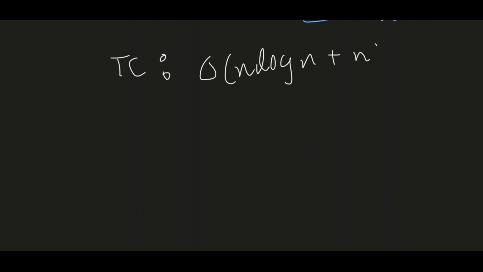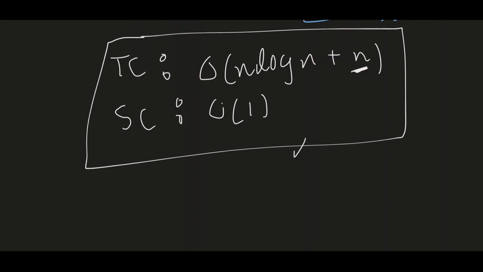What is the time complexity of this algorithm? The time complexity is big O of n log n to sort the array, and O of n for traversing the array and finding the operations. And what is the space complexity? The space complexity of this algorithm is big O of 1, because we are not using any extra space, either a vector, a map, or a set. So it will take only big O of 1.